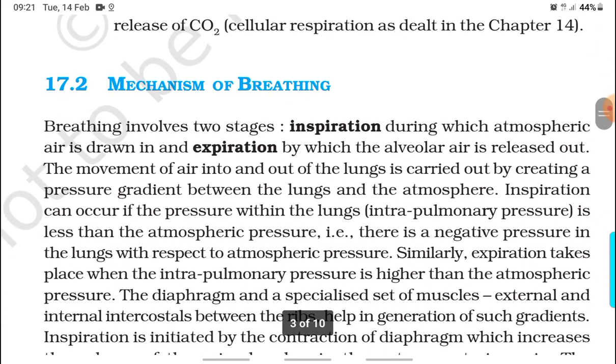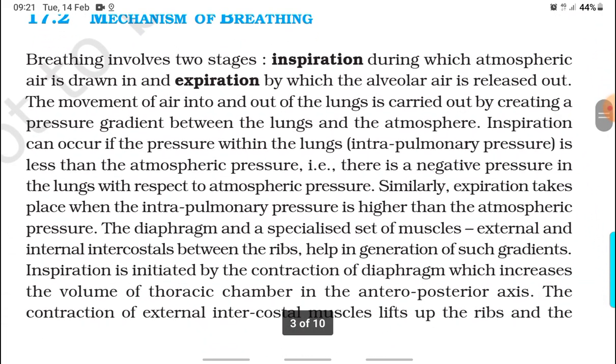Mechanism of breathing. Breathing involves two stages: inspiration, during which the atmospheric air is drawn in, and expiration, by which the alveolar air is released out. The movement of air into and out of the lungs is carried out by creating a pressure gradient between the lungs and the atmosphere. Inspiration can occur if the pressure within the lung, or intrapulmonary pressure, is less than the atmospheric pressure. That is, there is a negative pressure in the lungs with respect to the atmospheric pressure. Similarly, expiration takes place when the intrapulmonary pressure is higher than the atmospheric pressure.